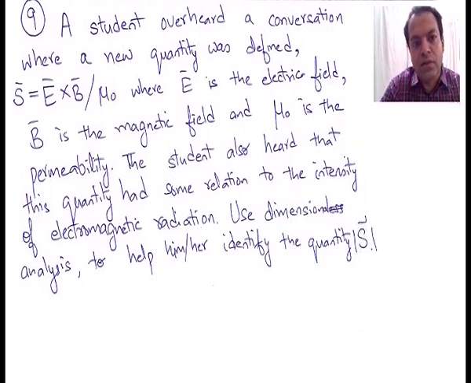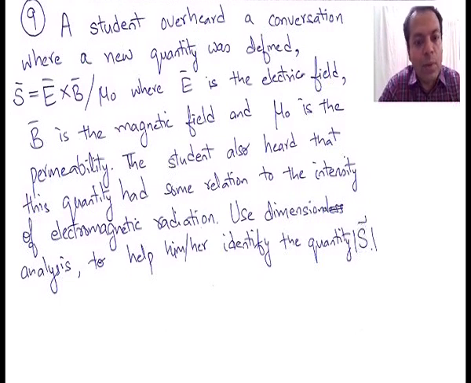You may not have heard about this quantity. It is called the Poynting vector, spelled Poynting. Even if you have not heard about it, don't worry. In this question, I assume that the student has not heard about it. So what does the question say?